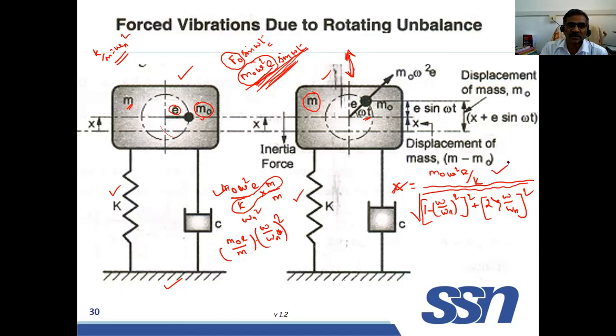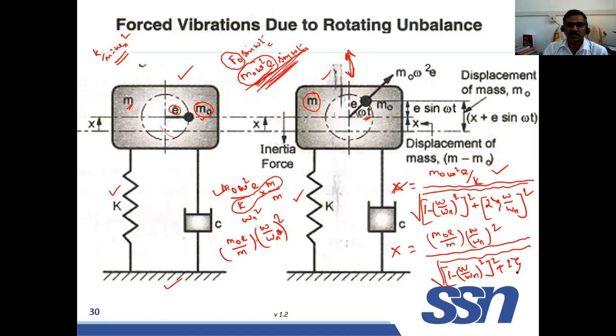So we can write the equation again. The amplitude of vibration X is equal to m naught e divided by m, into omega by omega n the whole square, divided by root of 1 minus omega by omega n the whole square, the whole square, plus 2 into psi into omega by omega n the whole square. So this is the equation.